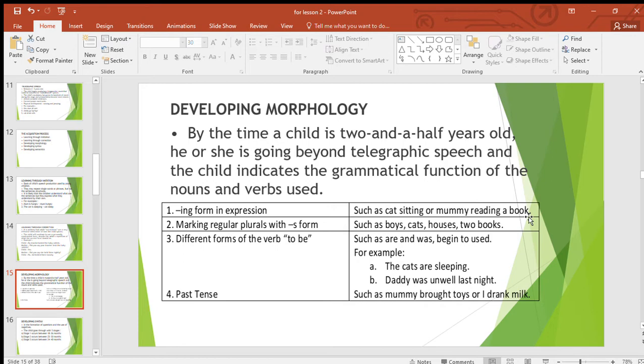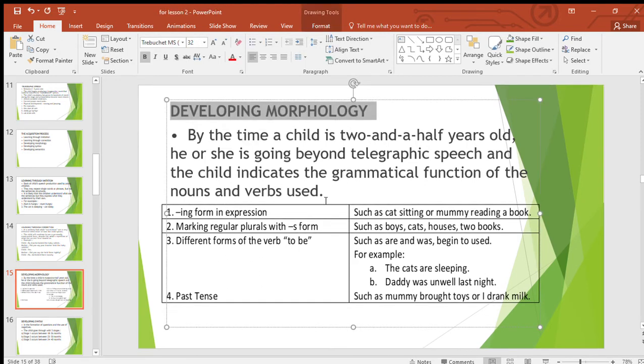Boys, cats, houses, two books, or forms such as "are" and "was" begin to be used. "The cats are sleeping." "Daddy was unwell last night." Such as "mommy brought toys" or "I drank milk." So during this part of the process, developing their morphology, they are able to identify the sentence in a much more dramatic way. They are able to say their message, not just using simple words, but by using complete, grammatically correct words as well.